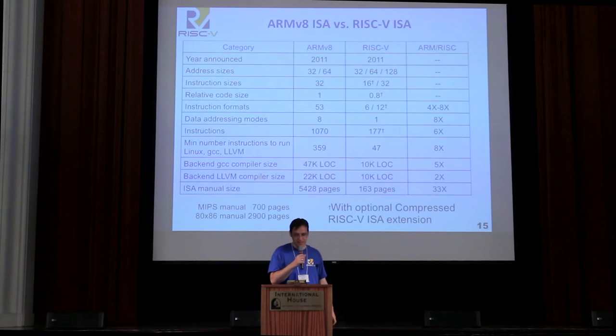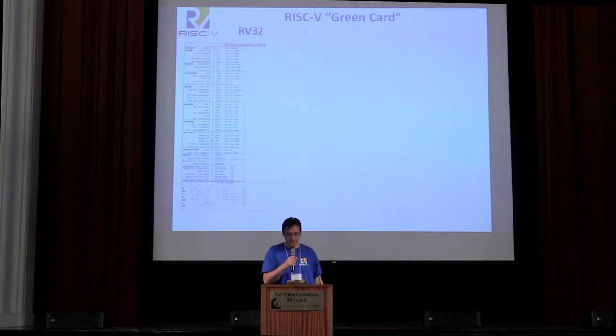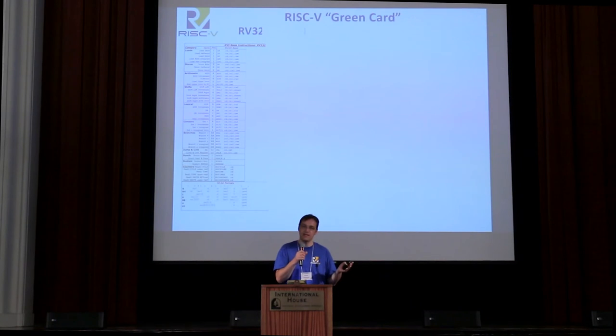And the other guys have pretty big manuals too. MIPS is not too bad, it's only 4 or 5 times bigger than RISC-V, but 8086 is another one. The good thing about RISC-V is that it's so simple, you can put the entire instruction set on one PowerPoint slide, somewhat legibly. So here are the RV32 base instructions. This is our green card.